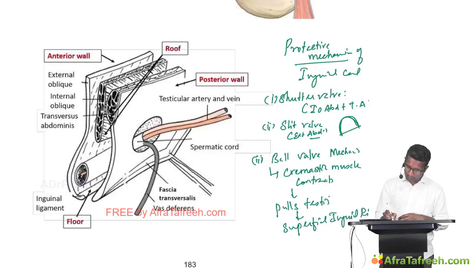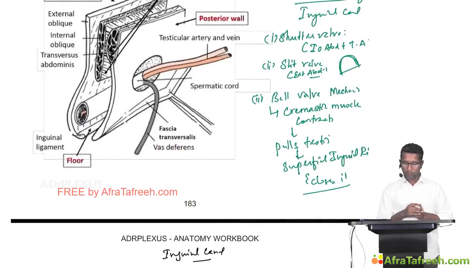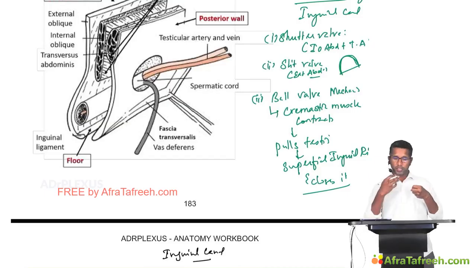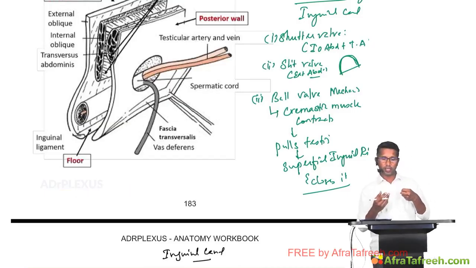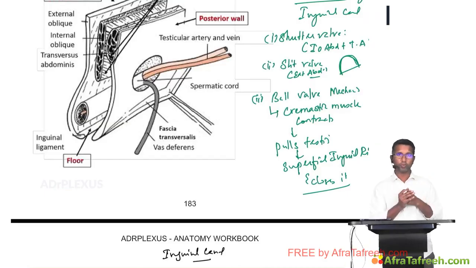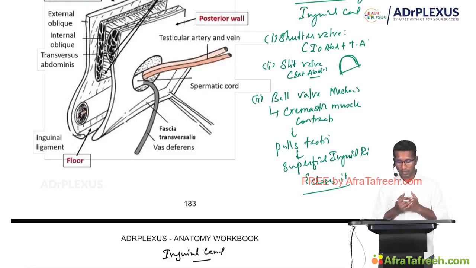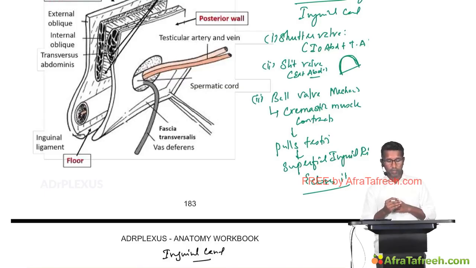So this mechanism is called the ball valve mechanism. So what does it do? When the cremasteric muscle contracts, since it is surrounding the spermatic cord and the spermatic cord is attached to the testis, it pulls the testis above, and the testis comes and closes the superficial inguinal ring, thereby preventing the inguinal hernia from happening.